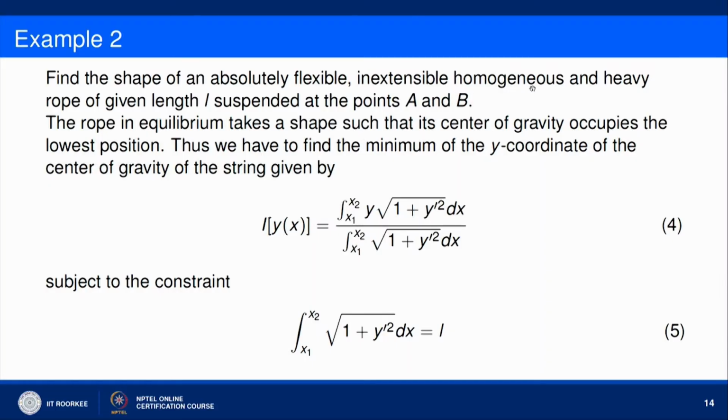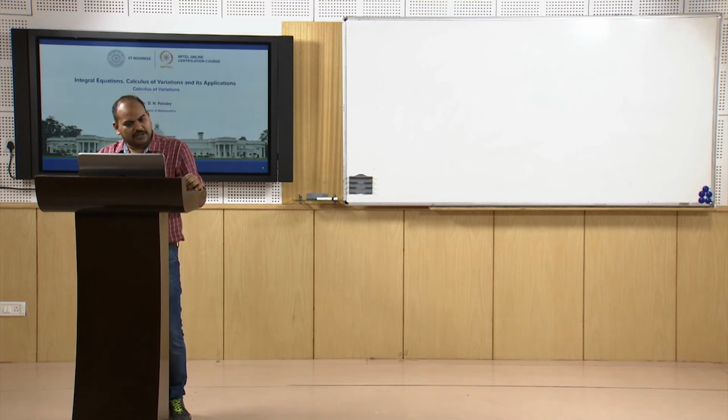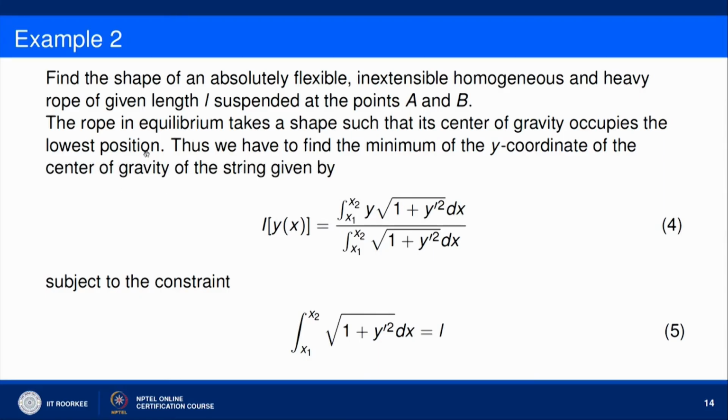Now moving on to the second example. Here we want to find the shape of an absolutely flexible, inextensible, homogeneous and heavy rope of a given length L suspended at the points A and B. The rope in equilibrium takes a shape such that its center of gravity occupies the lowest position. So we try to find the shape of such a rope, using the condition that in the equilibrium position the rope takes a shape such that its center of gravity occupies the lowest position.